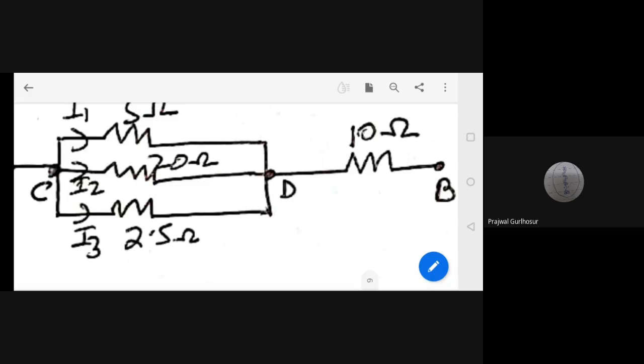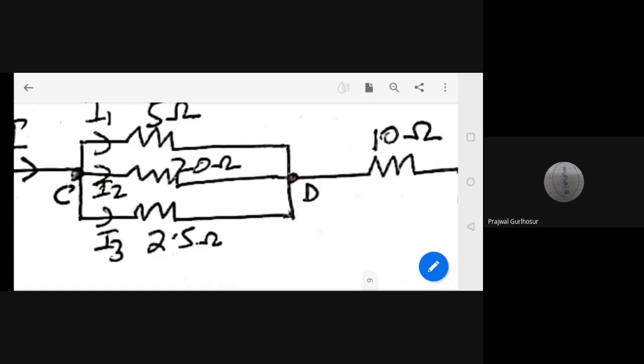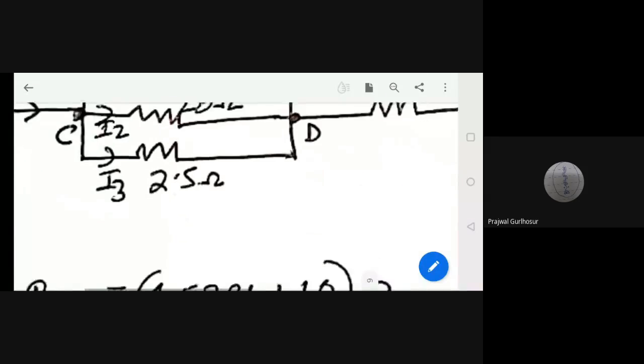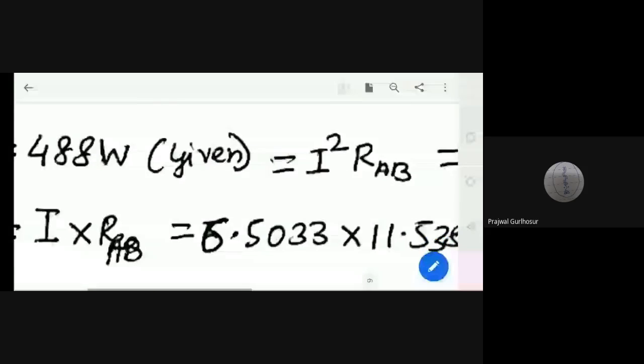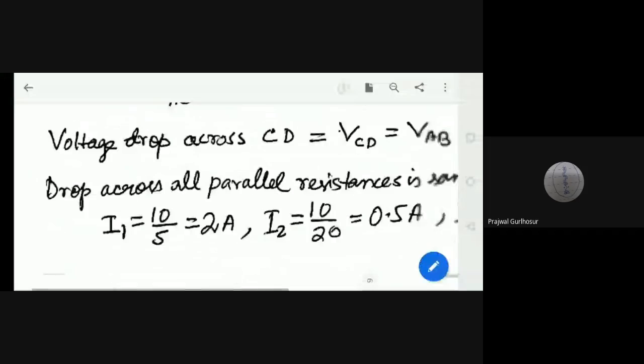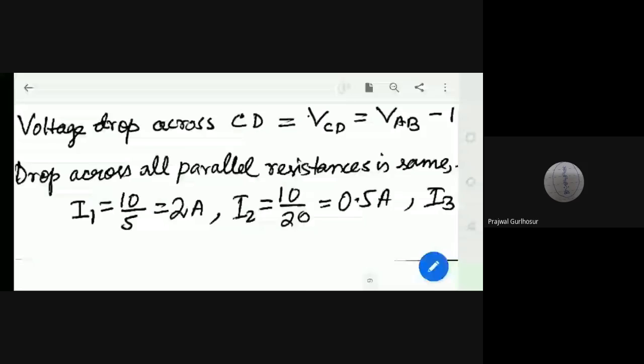The drop across all the parallel resistances is the same, because whatever the voltage across C to D is, those two terminals will have the same voltage drop in the parallel parts. C and D are two points only, not multiple points, and they are joined by three paths. So the voltage drop across the three paths is the same. For parallel circuits, voltage drops are the same. That is why the voltage drop across all parallel resistances is the same.